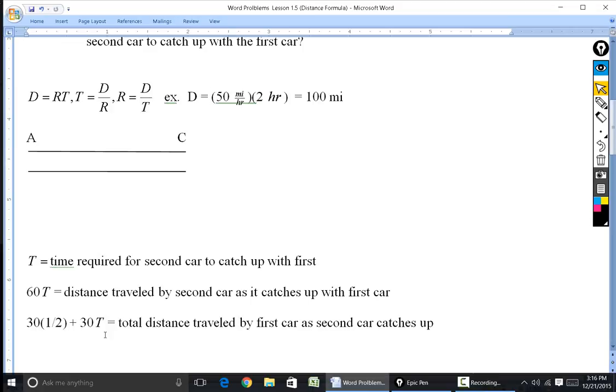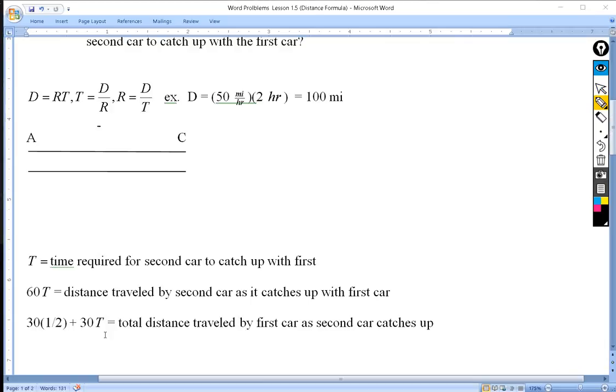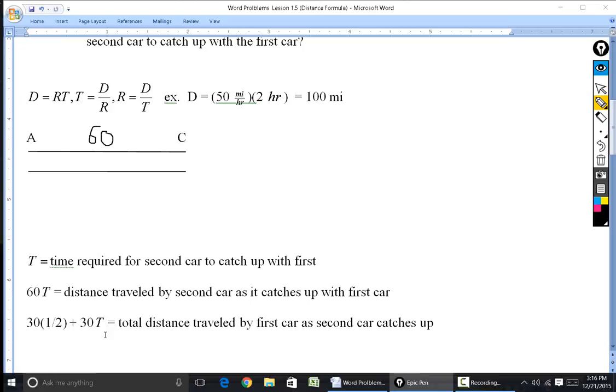So 60 times t is equal to the distance traveled by the second car as it catches up with the first car. So this distance from A to C would be the same thing as this right here, which is 60t. Okay, that's 60t.